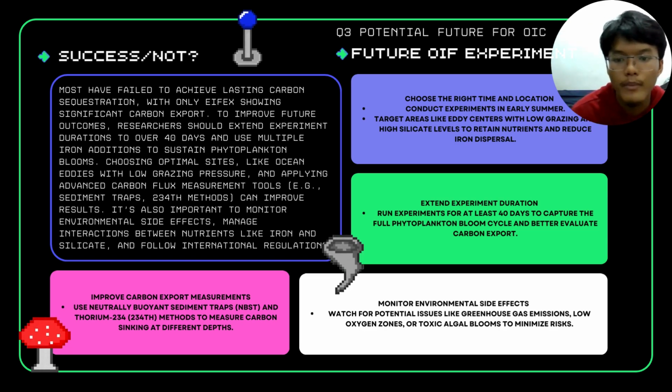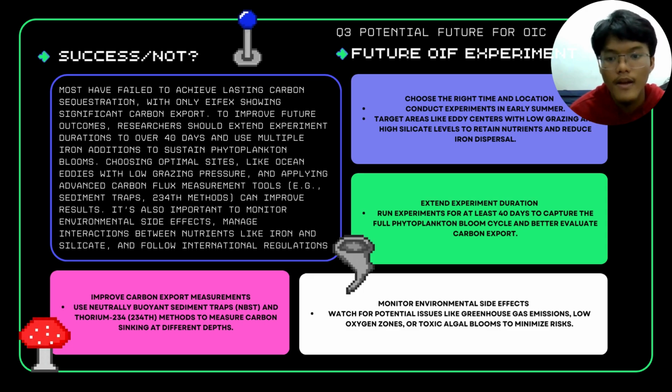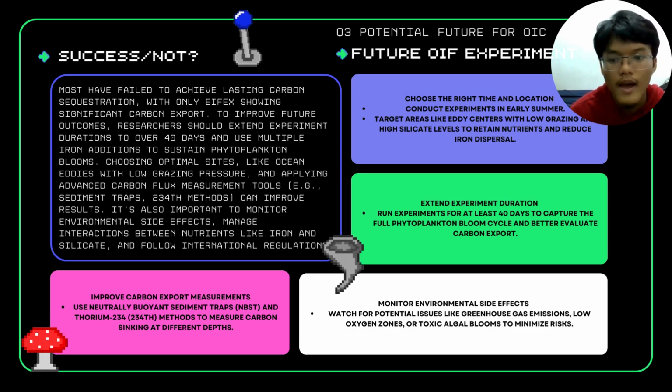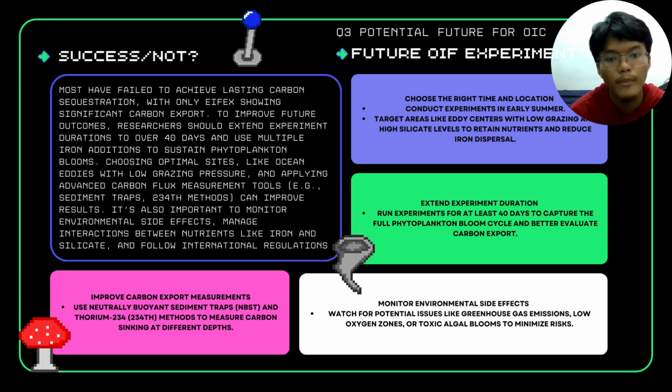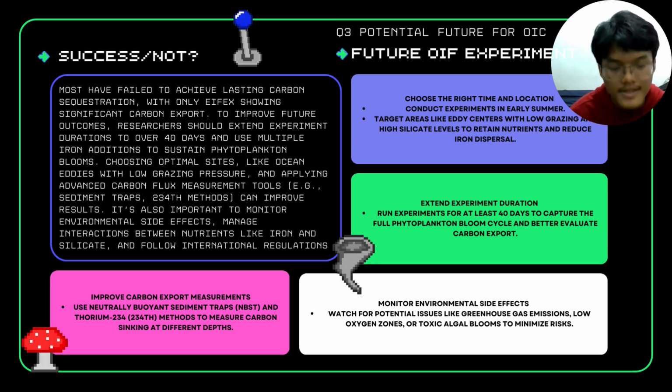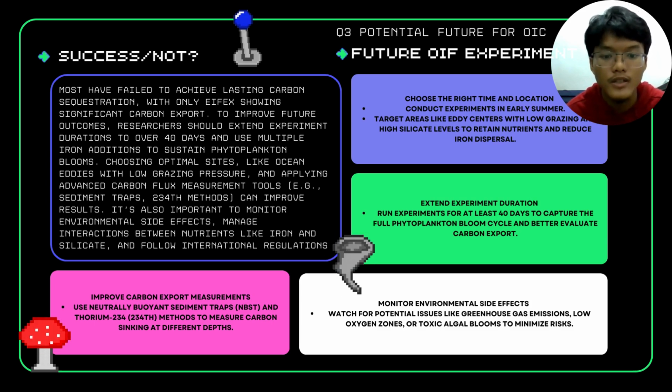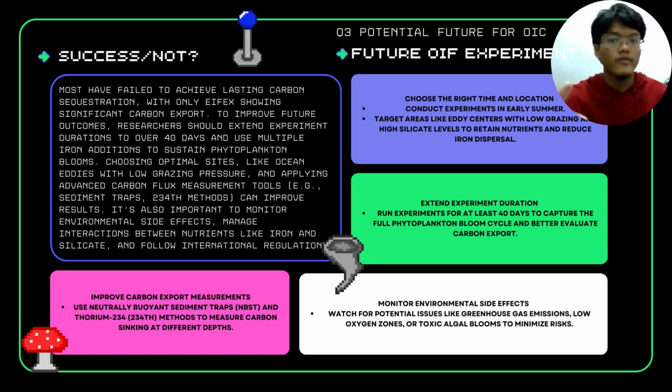Then we improve carbon export measurements by using neutrally buoyant sediment traps and thorium-234 methods to measure carbon sinking at different depths. Then we monitor environmental side effects, watching for potential issues like greenhouse gas emissions, low oxygen zones, and toxic algal blooms to minimize the risks.